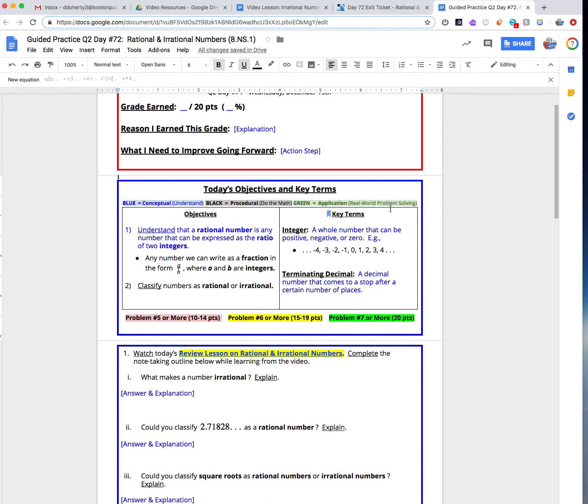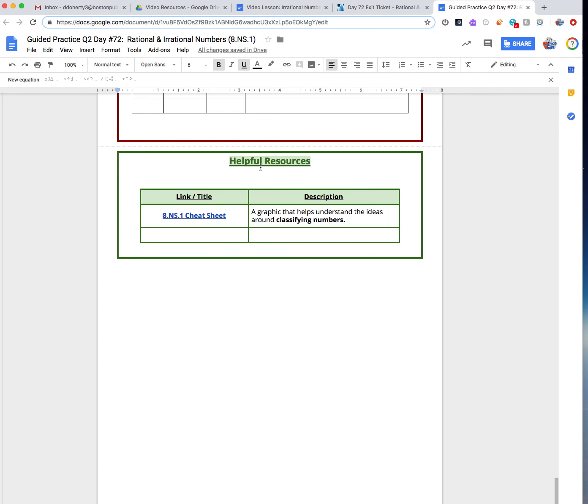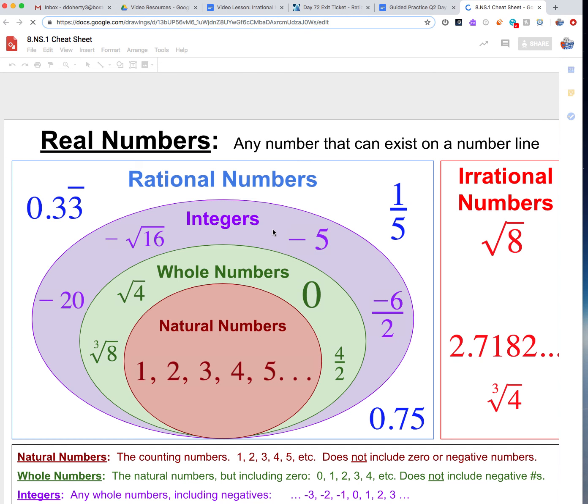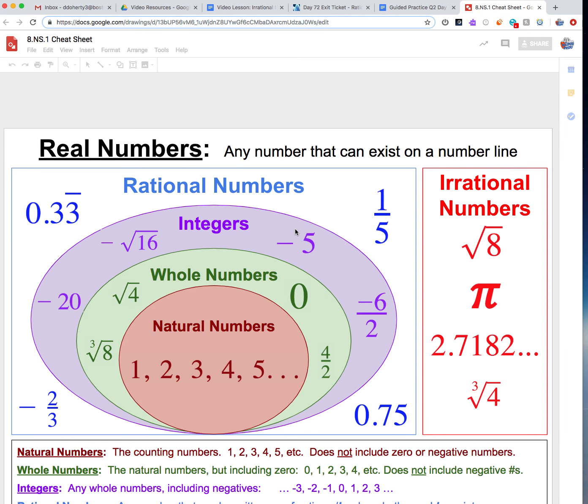Finally, if you take a look at the bottom of guided practice today, again, I would recommend you use this helpful resource, this cheat sheet here. It helps you understand, to view visually, irrational numbers, some of the examples in this red box, and then this blue box categorizes all the different types of rational numbers that exist in the world that we're more familiar working with.